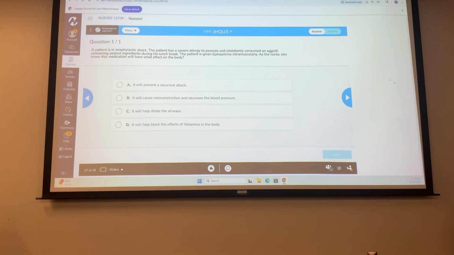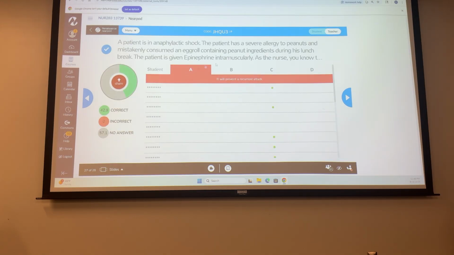All right, let's do this question. Okay, patient is in anaphylactic shock. The patient has severe allergy to peanuts and mistakenly consumed an egg roll containing peanut ingredients during his lunch break. That's a bummer. The patient is given epi intramuscularly. As the nurse, you know this medication will have what effect on the body? Okay, does it prevent a recurrent attack? Absolutely not. It does not.